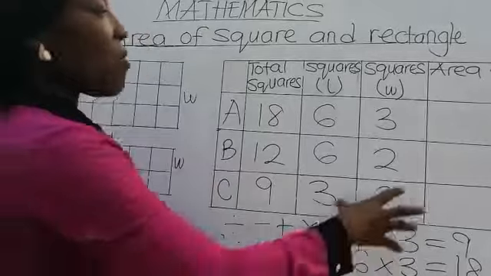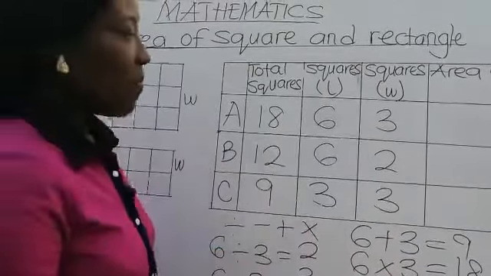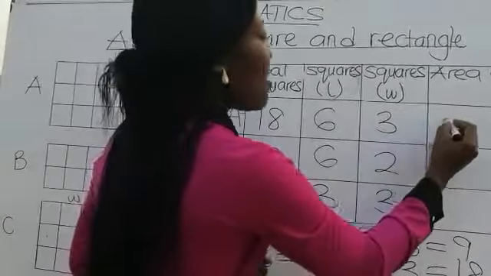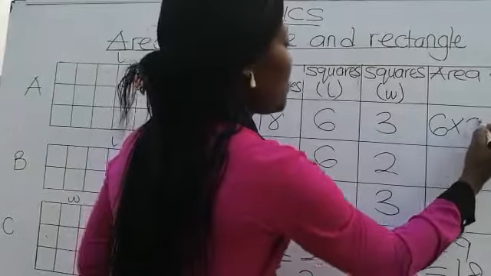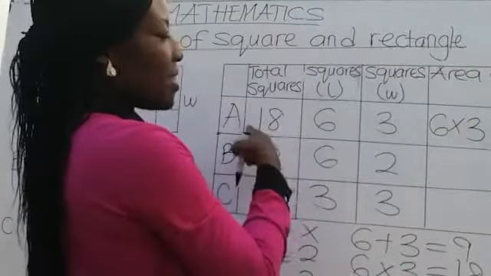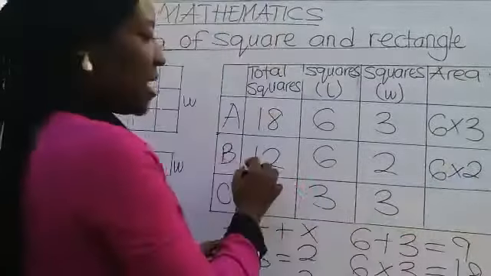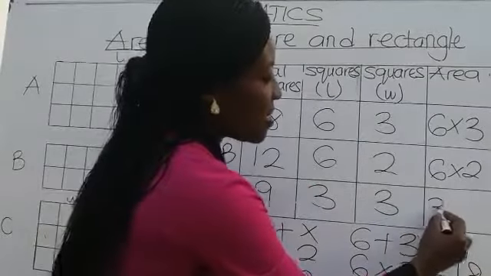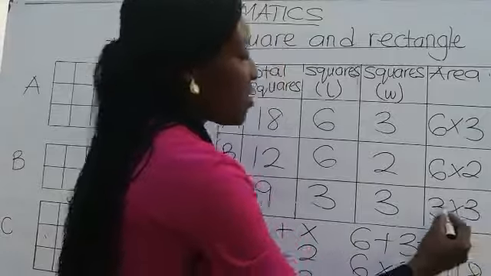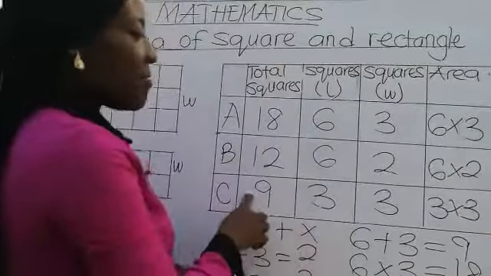Meaning that when we want to get our area, shape A, we have 6 times 3, which gave the 18. 6 times 2, which gave the 12. And 3 times 3, which gave the 9.